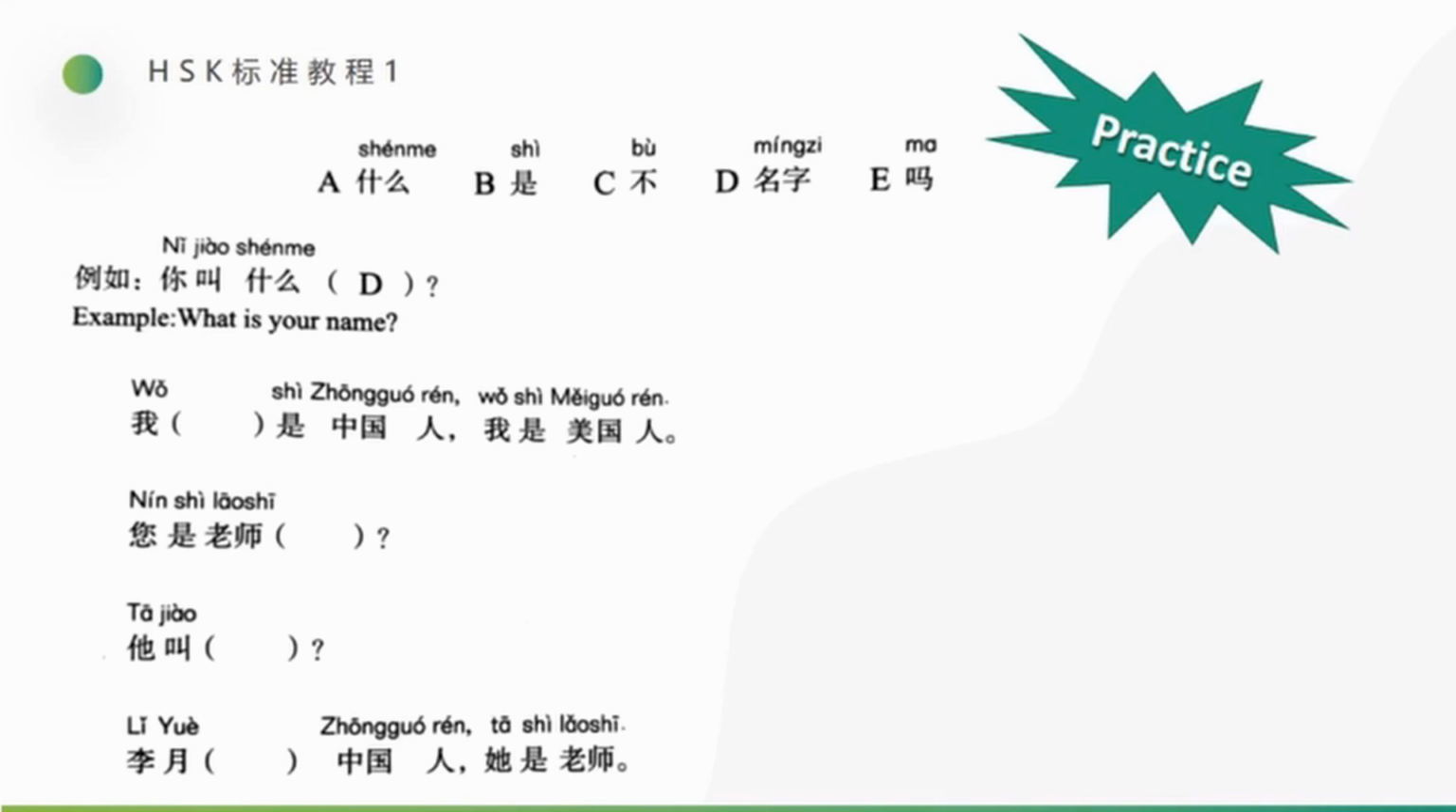Okay, let's have a try. Let's do some practice. So first, let's choose the right words. I will give you 2 minutes. Try to fill in the blanks. You can just type A, B, C, D, E in the chat box. For example, like the first one, 你叫什么名字？ Now it's D. Okay, let's do it.